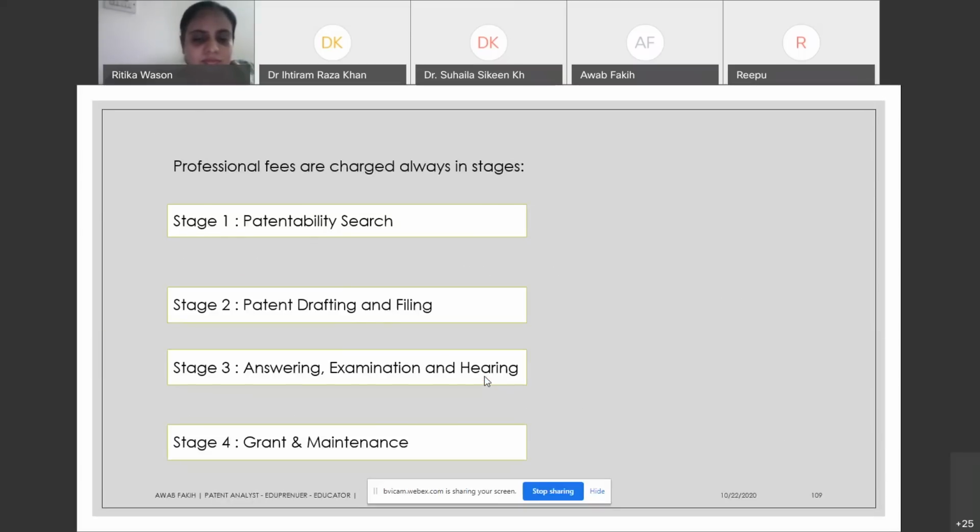Dr. Raza Khan had asked why people are doing that, and I'll tell you a reason for it, Raza Saab. And if someone wants to know the number of hours a patent attorney or patent agent should invest, I'll give you a complete glimpse. Let's divide it into four different stages: patentability search, patent draft filing, answering examination, and the grant maintenance. These are the four different stages your patent application will follow.